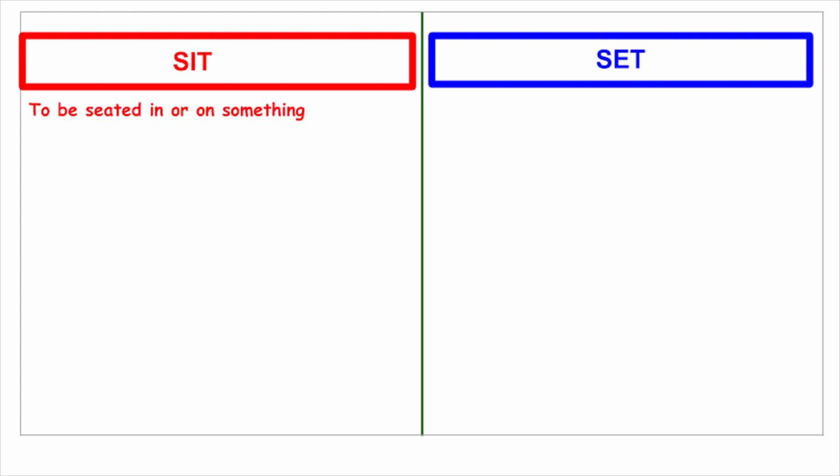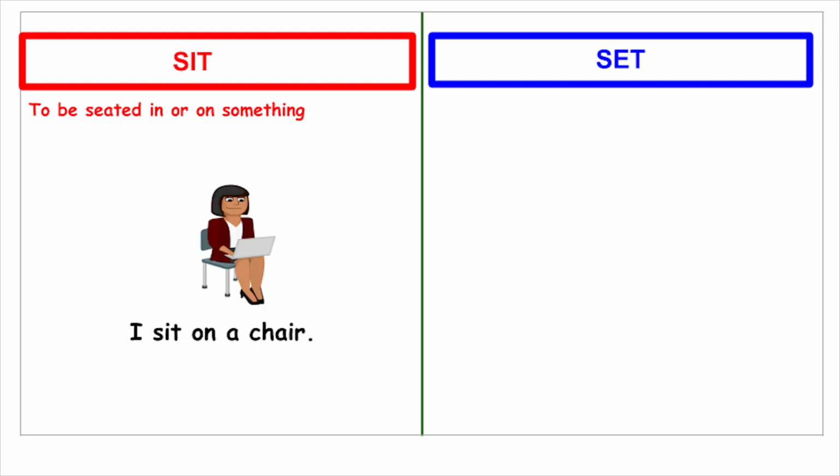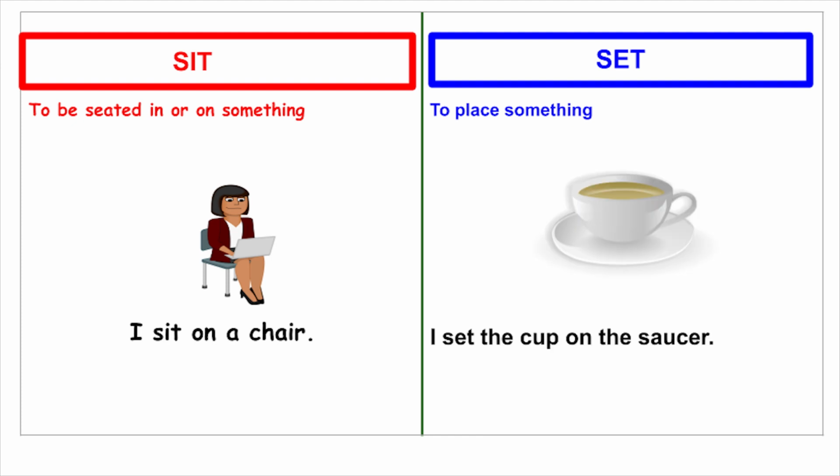Sit means to be seated in or on something. For example, I sit on a chair. This means I have seated myself on a chair. Set means to place something. For example, I set the cup on the saucer. This means I place the cup on the saucer.